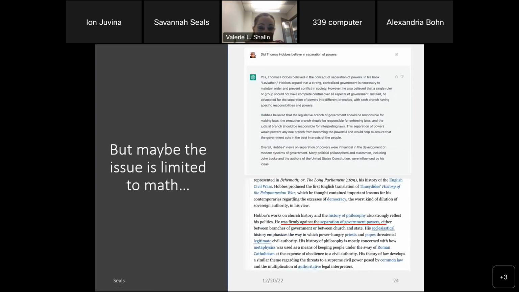And this is definitely not limited to math. So this is an example. Did Thomas Hobbes believe in the separation of powers? And ChatGPT is very confident. Yes, Thomas Hobbes believed in the separation of powers. However, this is from Encyclopedia Britannica. Thomas Hobbes actually did not believe in the separation of government powers. What's going on here is that Thomas Hobbes is frequently discussed in the context of somebody else who does believe in the separation of powers. What we were talking about earlier was conflating time and conflating co-occurrence with semantic meaning.